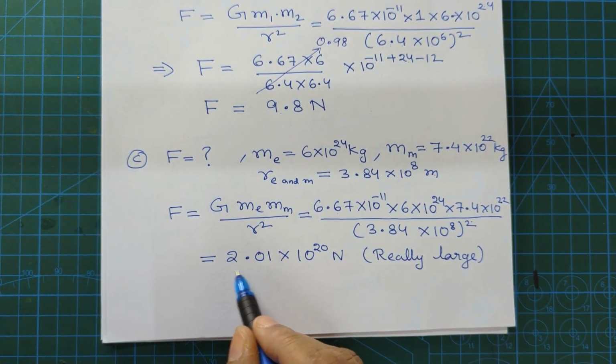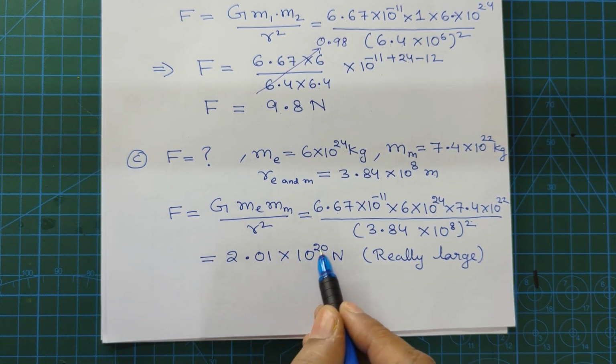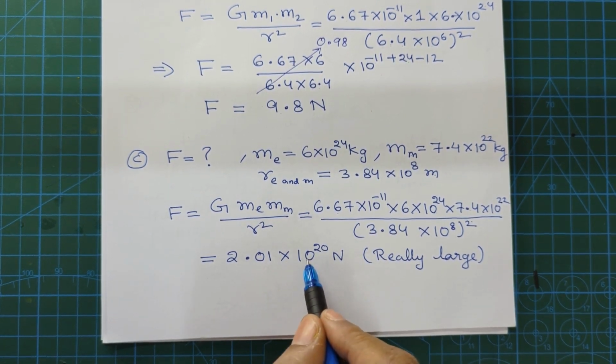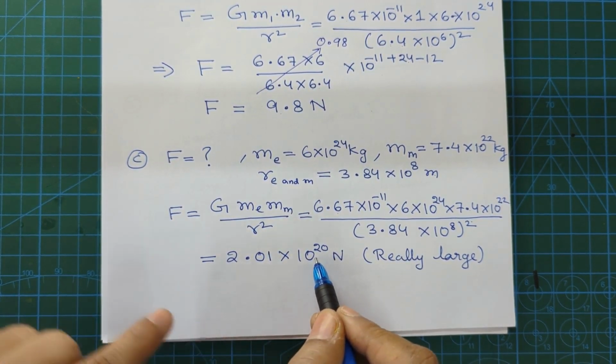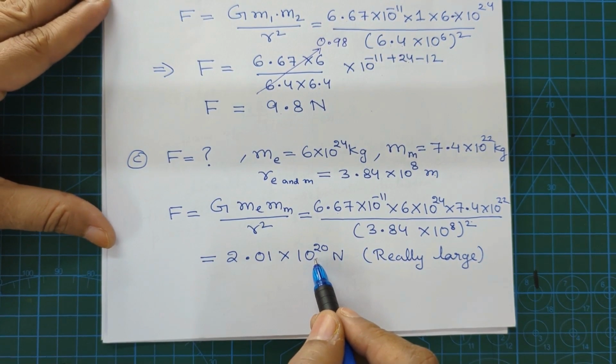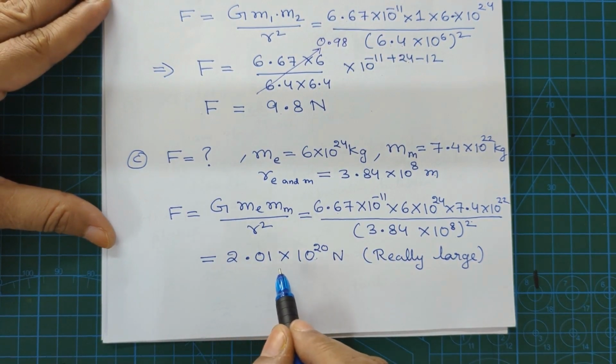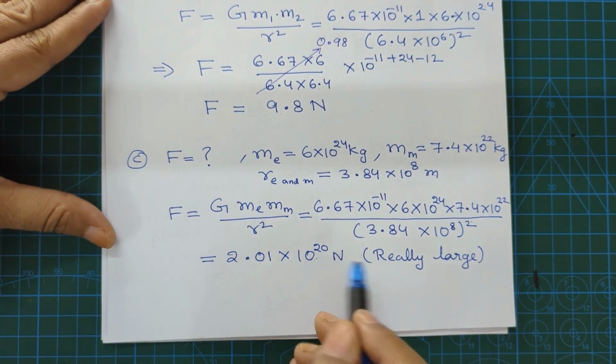moon as 2.01 into 10 to the power 20 newtons, which is quite big, because 10 to the power 20 newtons is a huge number. So the force of gravity between earth and moon is 2.01 into 10 to the power 20 newton, worth remembering.